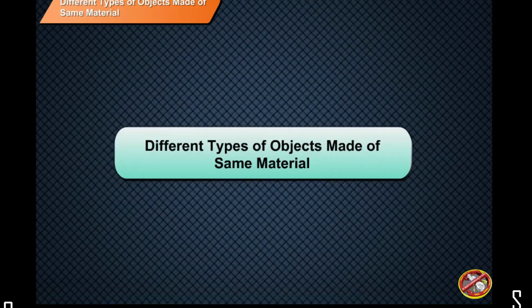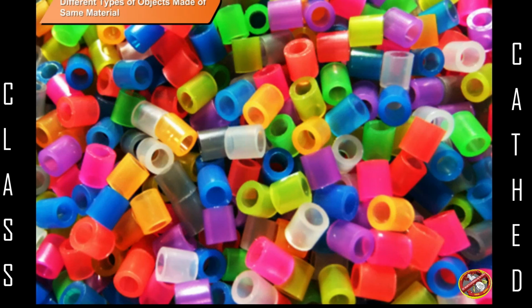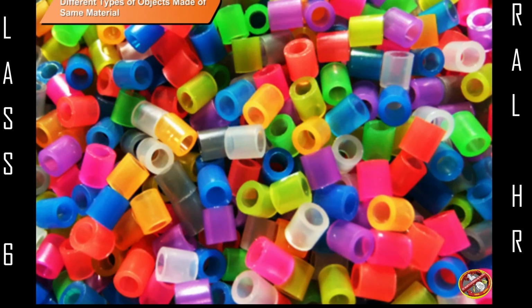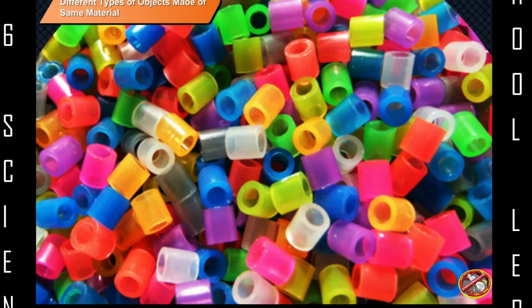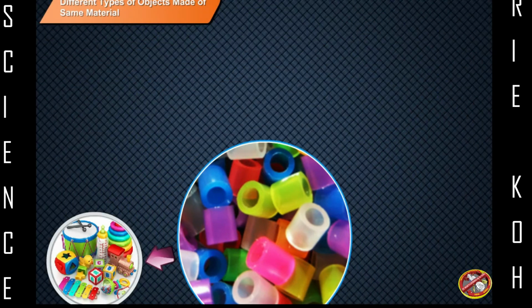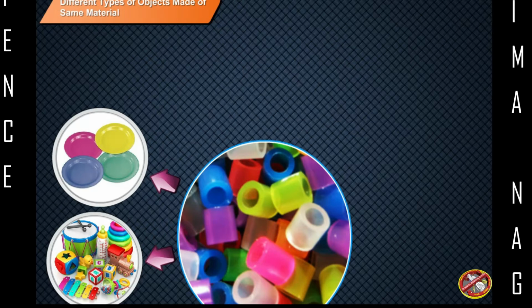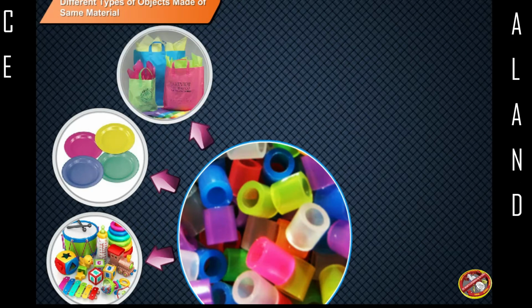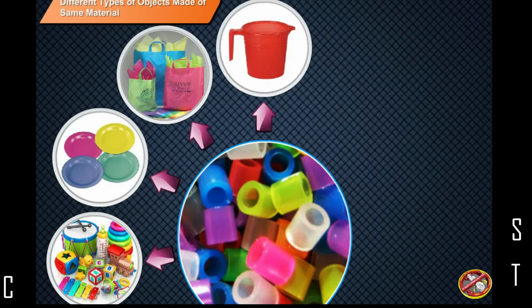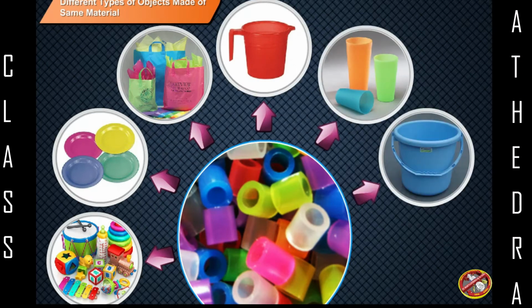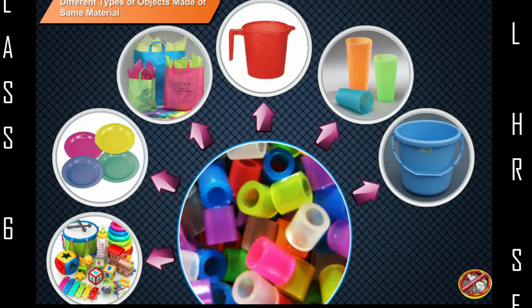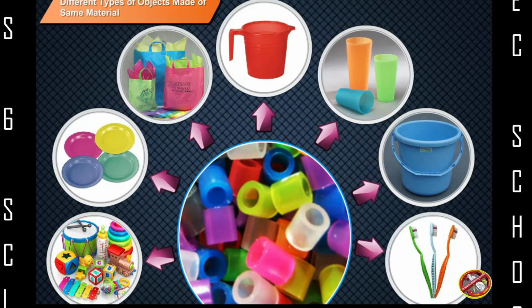Different types of objects made of the same material. Plastic is a material. It can be used to make different kinds of objects. For example, it can be used to make objects like toys, utensils, bags, mugs, tumblers, buckets, and toothbrushes.